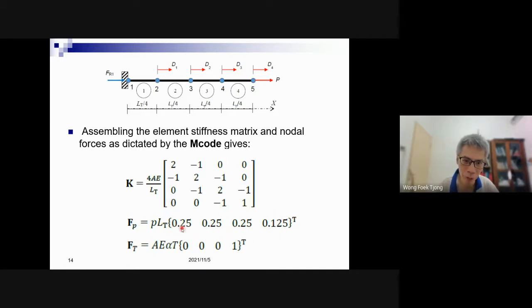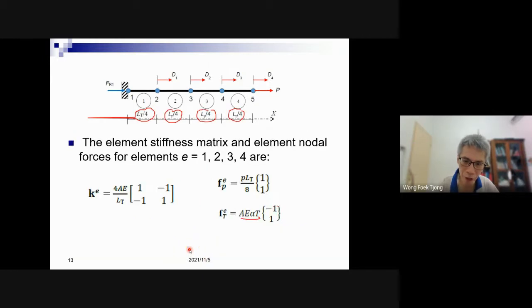This is the assembled equivalent nodal force, corresponding to degrees of freedom 1, 2, 3, and 4. And also, due to temperature, we assemble the equivalent nodal force here.